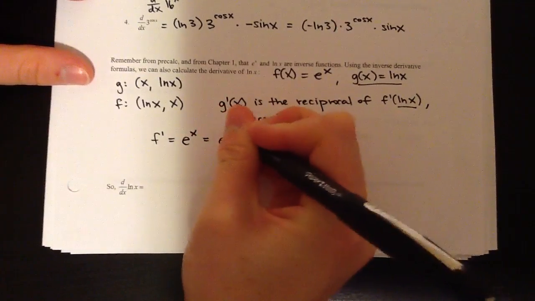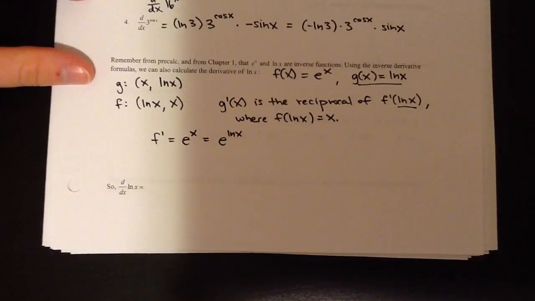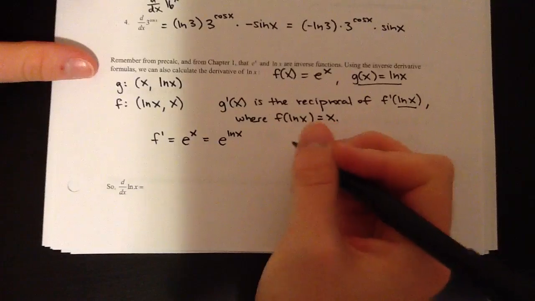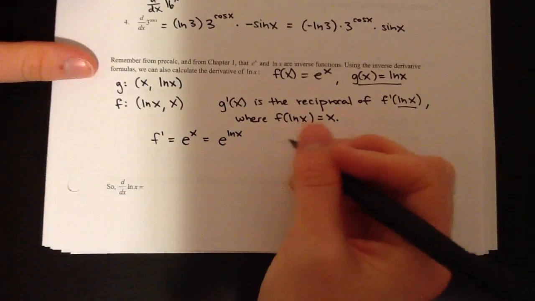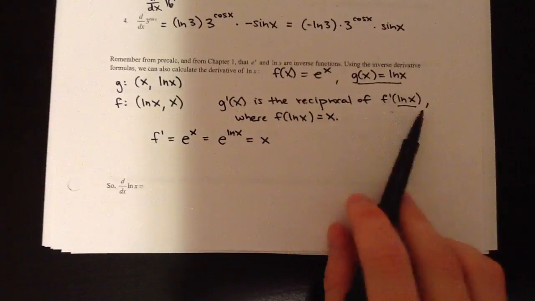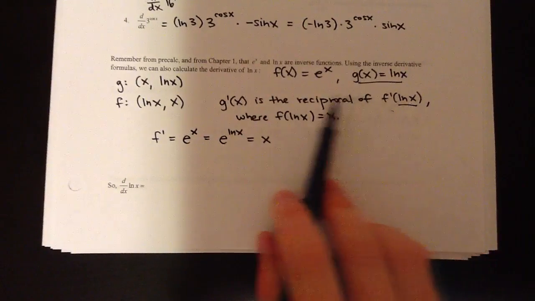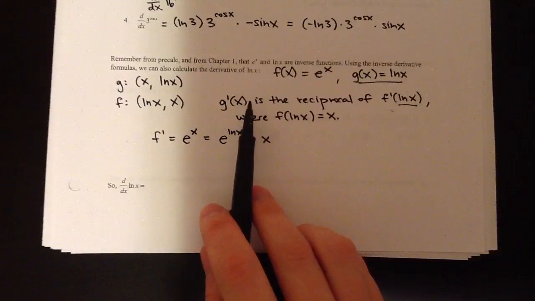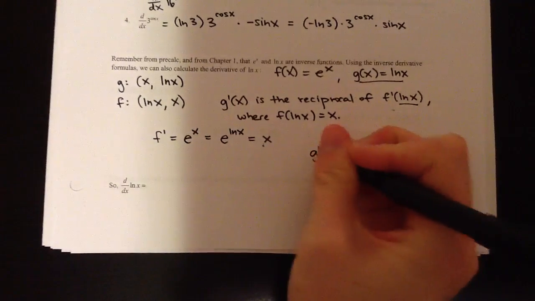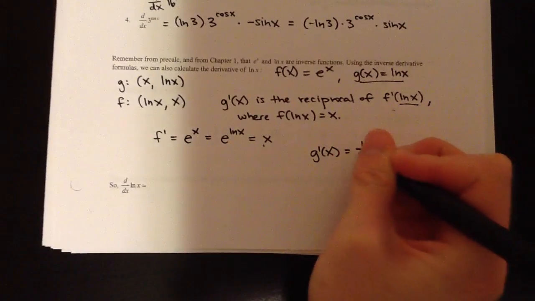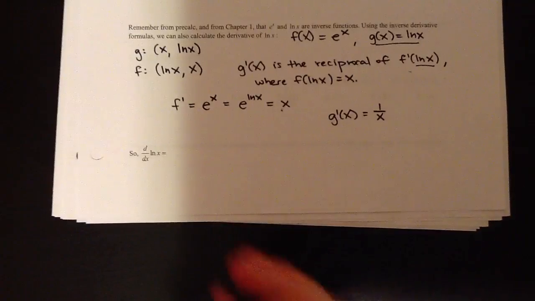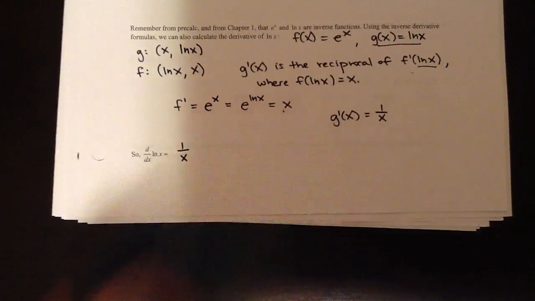So that would be e to the natural log of x, which, since those two are inverses of each other, if I take e and I raise it to the natural log of x, the natural log of x cancels with e, and I am left with just an x. All right, so this ended up just giving me an x. And then if I go back to the beginning, g prime of x is the reciprocal of that. So if I just get an x, that means that g prime of x is the reciprocal, which is just 1 over x. So, in conclusion, the derivative of the natural log of x is 1 over x.